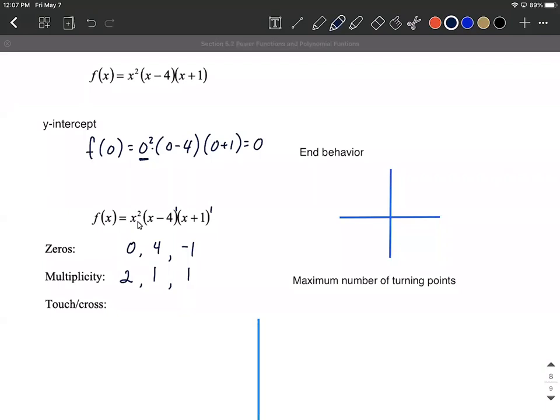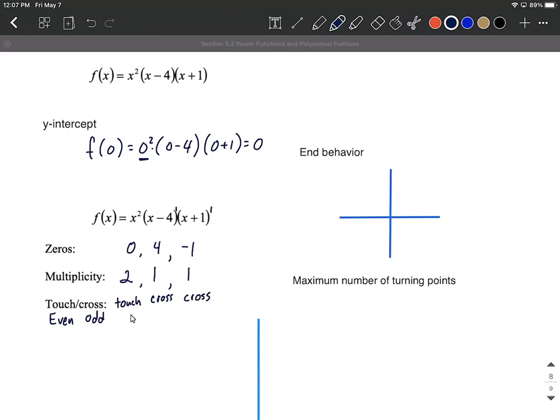Okay, finally, touch or cross on these: evens, touch; odds, cross. Okay, so that's based on the multiplicity, not the actual 0 itself. So the multiplicity here, we have 2, which we'd say is an even number. That one's going to touch. And then 1, these are each going to cross. So just kind of directions as we get to graphing this.